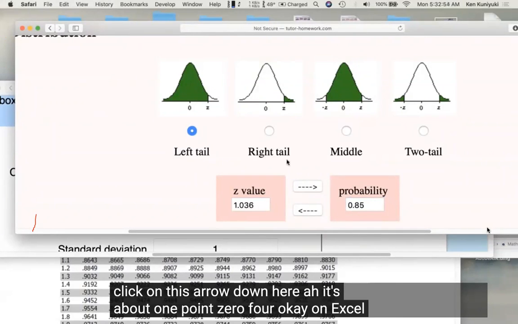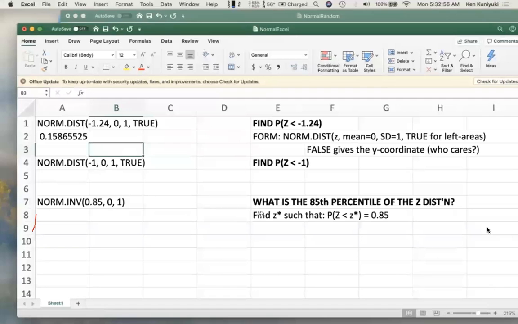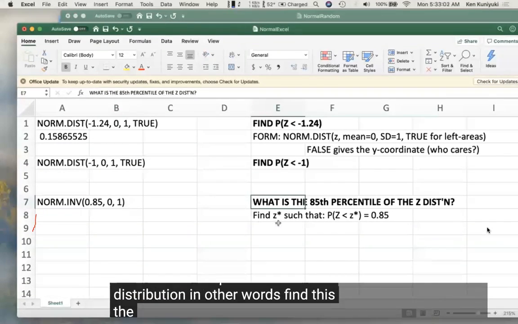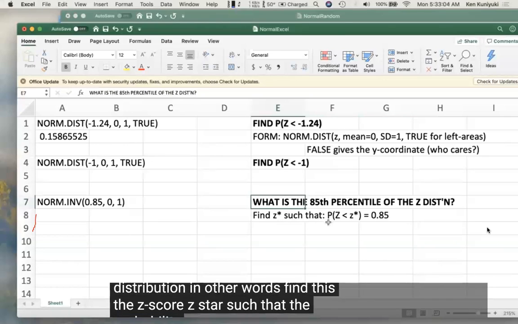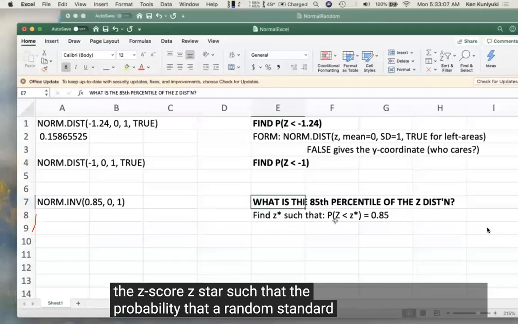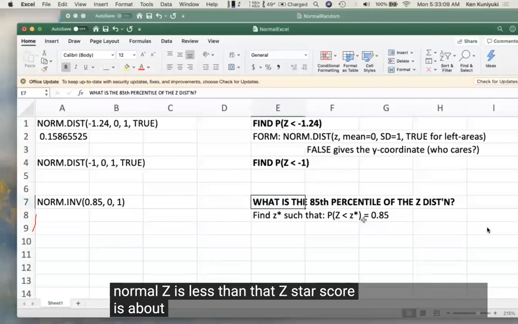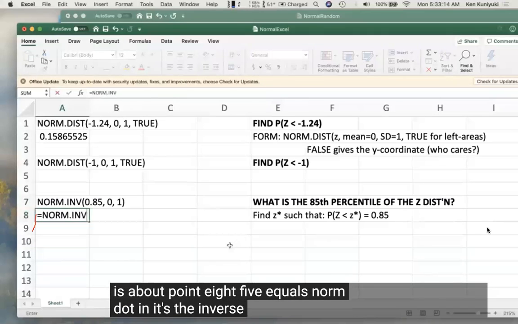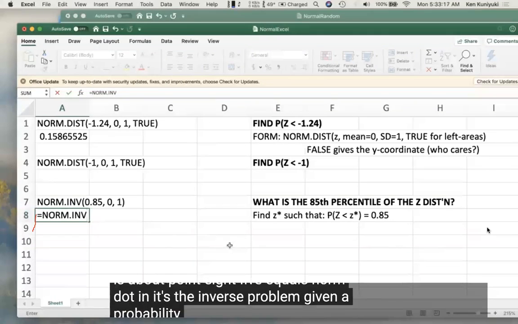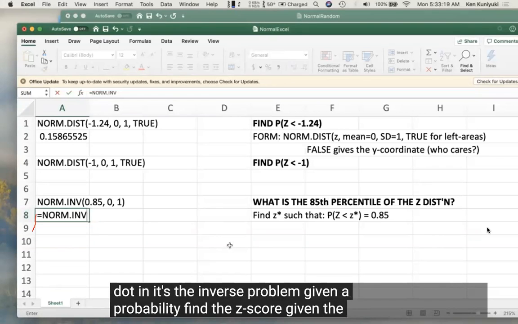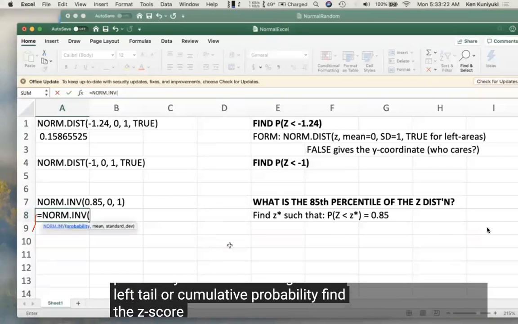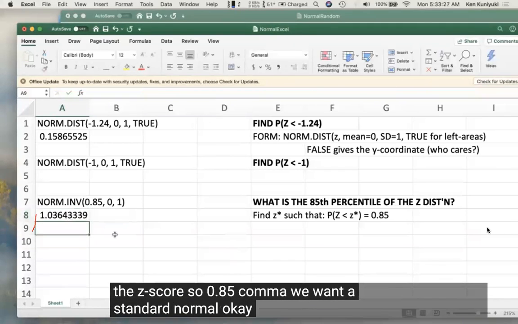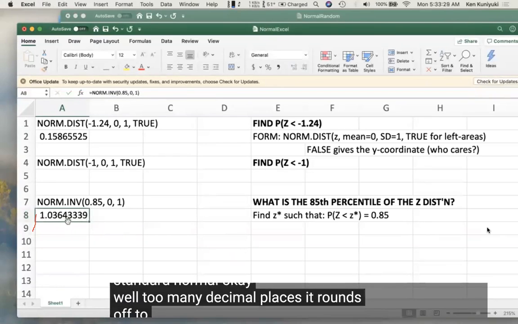Okay. On Excel, what is the 85th percentile of the z-distribution? In other words, find the z-score, z-star, such that the probability that a random standard normal z is less than that z-star score is about 0.85, equals norm.inv, it's the inverse problem. Given a probability, find the z-score. Given the left tail or cumulative probability, find the z-score. So 0.85, comma, we want a standard normal. Okay, well, to many decimal places, it rounds off to about 1.04.